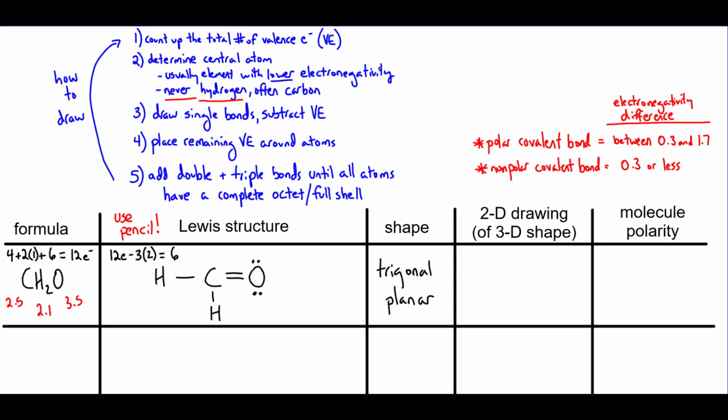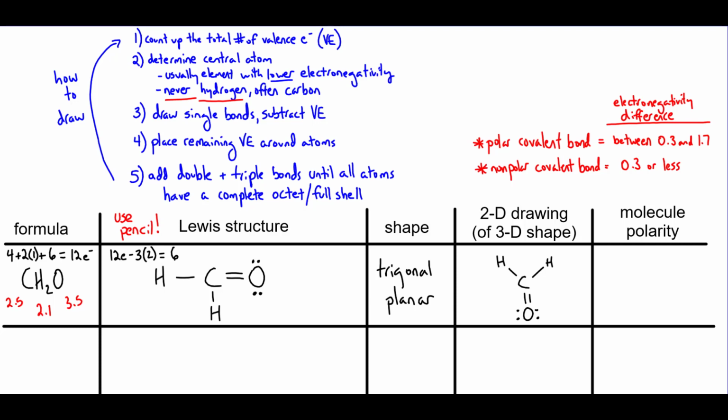So going back to the notes, I've got that shape recorded, and then we'll do a 2D drawing of that 3D shape, but I want this drawing to kind of reflect those 120 degree bond angles. So I'm going to put my hydrogens kind of like this, and then I'll put my double bonded oxygen right there. And then I need those unshared pairs.